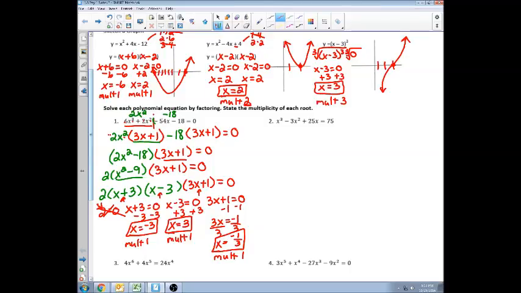In problem number 2, I have 3 terms equal to 75. We haven't really done anything where I would have 3 terms equal to a number, so what I'm going to do is set it equal to 0, which is what we've talked about numerous times, is the first thing that we would want to do when factoring. When I set it equal to 0, I now have 4 terms. What do I do when I have 4 terms? Put a line right down the middle because I'm going to factor by grouping.